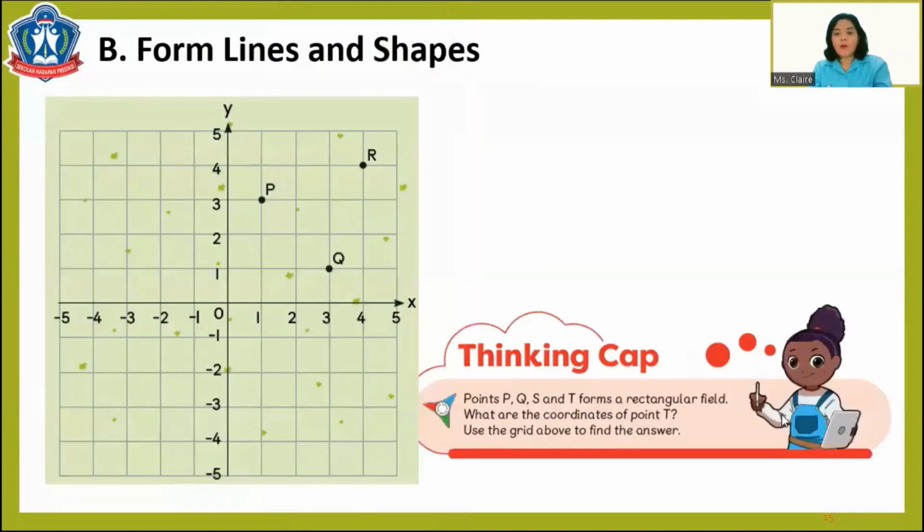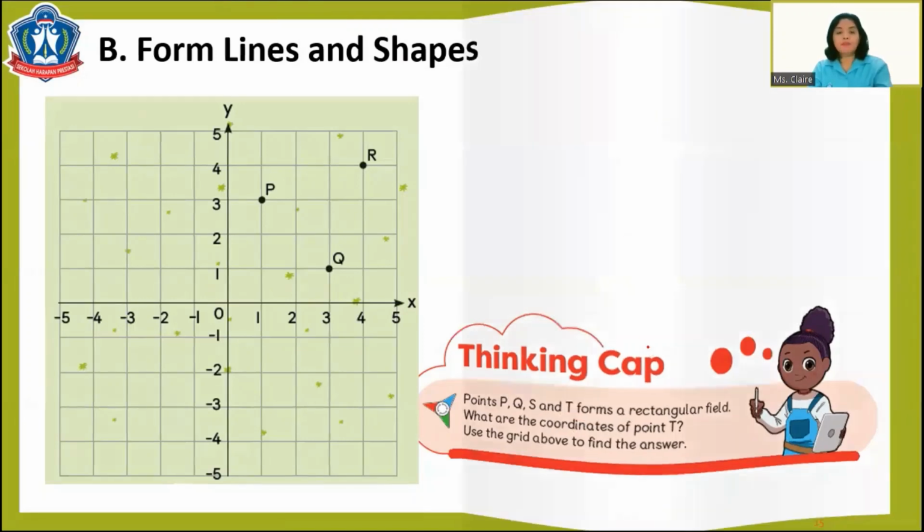Now, what if we are going to form a rectangular field using these points? So we will use P and Q. We need to find S and T. Where should we position the points for S and T so we can form the rectangle field? So children, if you know, you can share that during the class.